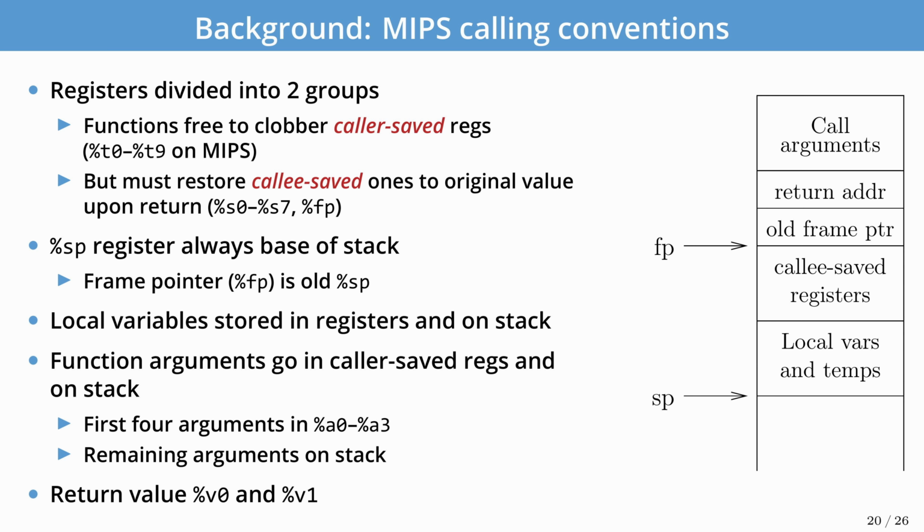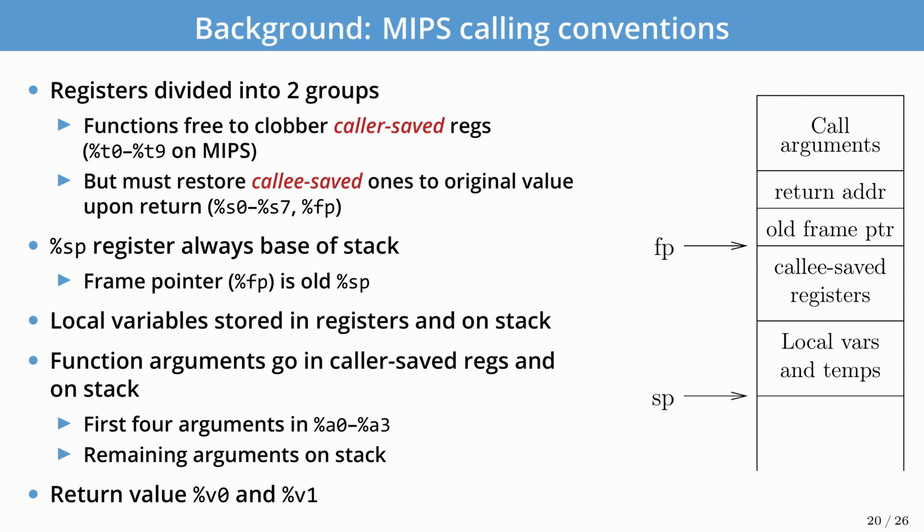As I said, the calling convention defines how registers are used and how the stack is laid out. The registers are going to be defined into two groups: the caller saved registers and the callee saved registers. The caller saved registers in MIPS are known as T0 through T9, where the letter T corresponds to temporary, and the callee saved registers that have to be restored back when a function returns are known as S0 through S7, and the frame pointer, which is sometimes referred to as S8.